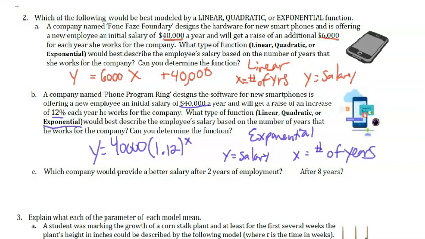Now, for part C, it says, which company would provide a better salary after 2 years of employment and after 8 years? So, go ahead and evaluate with x equals 2 and x equals 8 for both of these equations and see which one is better for each amount of time.